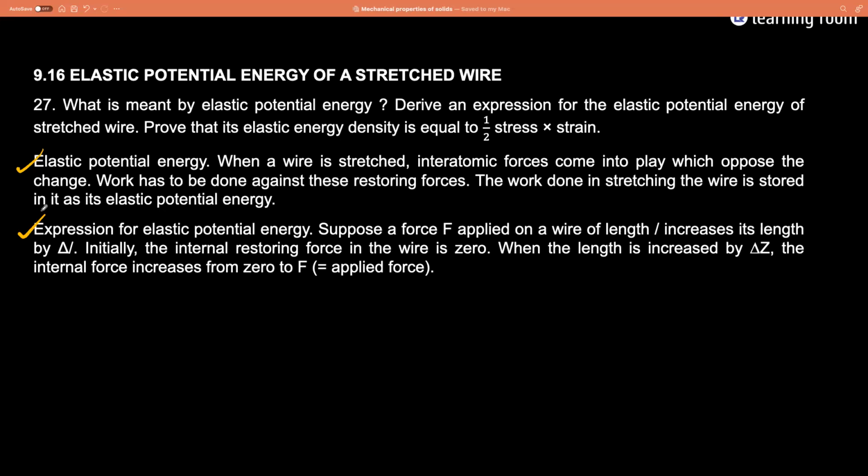So, the expression for elastic potential energy. Suppose a force F is applied on a wire of length L, and its length increases by delta L. Initially, when the wire is of length L, the internal restoring force is 0. Why? Because there is no deforming force. When the length is increased by delta L, the internal forces increase from the initial value of 0 to the value that you apply, that is F. Is that clear?